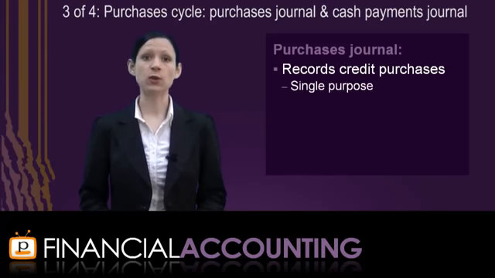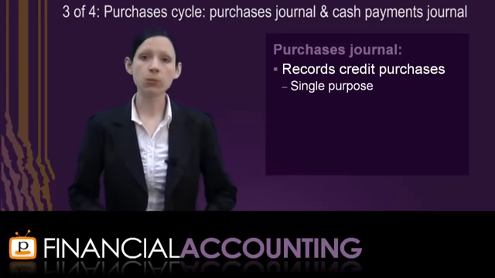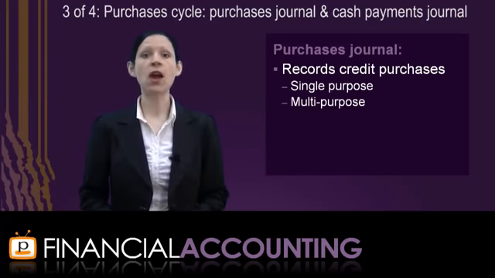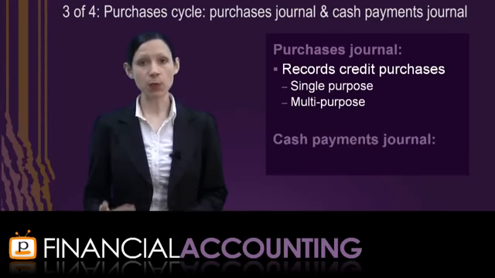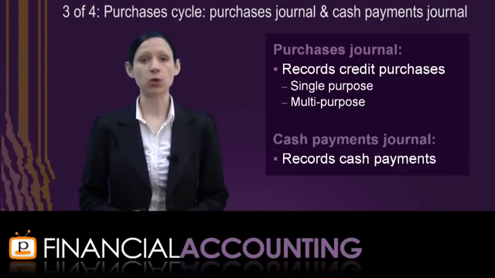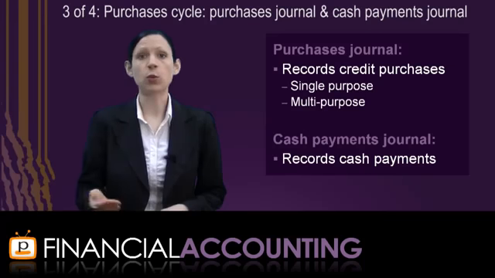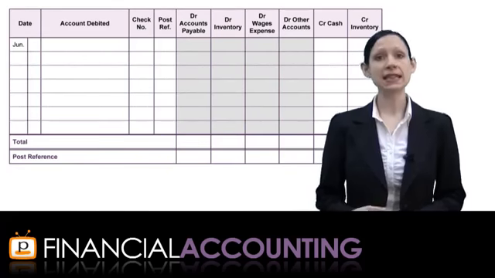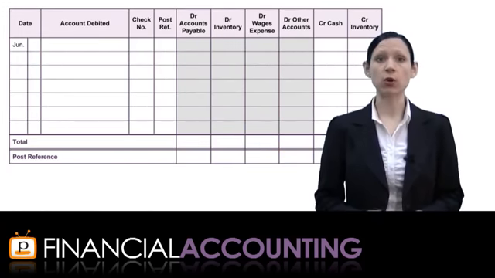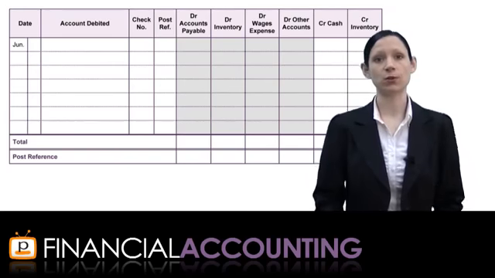This may be a single-purpose purchaser's journal dedicated to record the purchase of, say, inventory, or it may be a multi-purpose purchaser's journal that records all types of credit purchases. The cash payments journal is where all cash payments are recorded, including the payments made for goods purchased on credit. Let's now use the cash payments journal to illustrate recording a transaction in special journals.